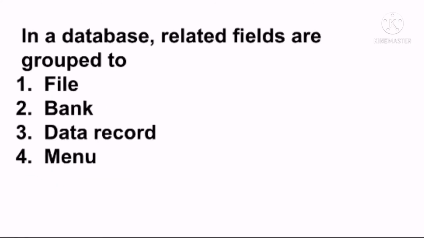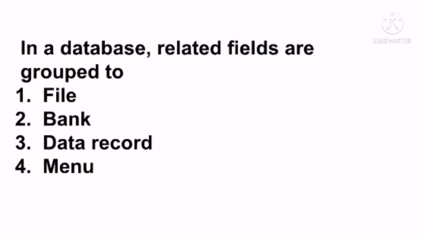Next one, in a database, related fields are grouped to, your options are, first one, file, second one, bank, third one, data record, fourth one, menu. So the correct answer is data record. A data record represents related fields that are grouped in a database.